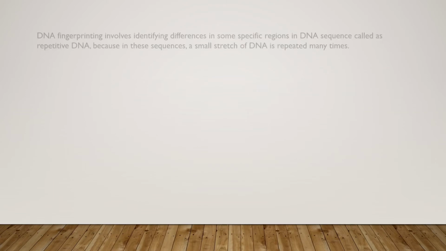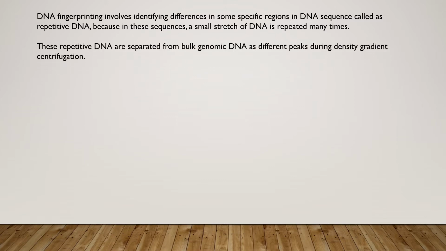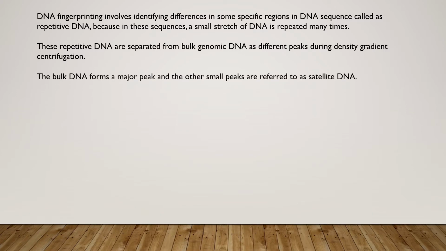DNA fingerprinting involves identifying differences in some specific regions in DNA sequence called repetitive DNA, because in these sequences a small stretch of DNA is repeated many times. These repetitive DNA are separated from bulk genomic DNA as different peaks during density gradient centrifugation. The bulk DNA forms a major peak and other small peaks are referred to as satellite DNA.